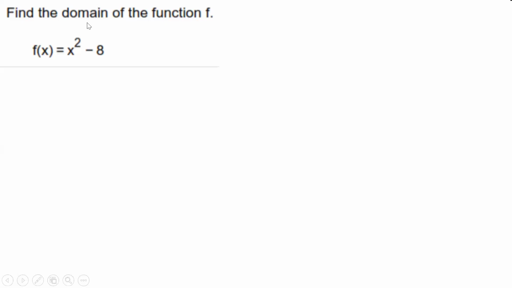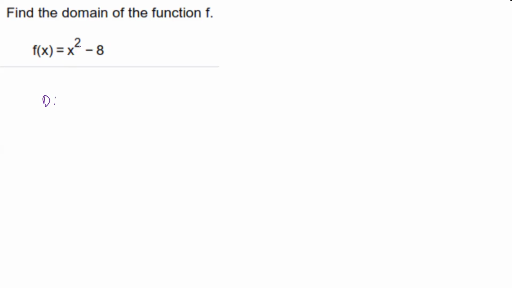All right, here we're supposed to find the domain of f. So basically, what values of x can we use here? Any value of x, basically, we can plug in here because we can plug in positives, we can plug in negatives, and we can plug in 0, and it doesn't have any issues. There's no square roots. We don't have to worry about a square root.